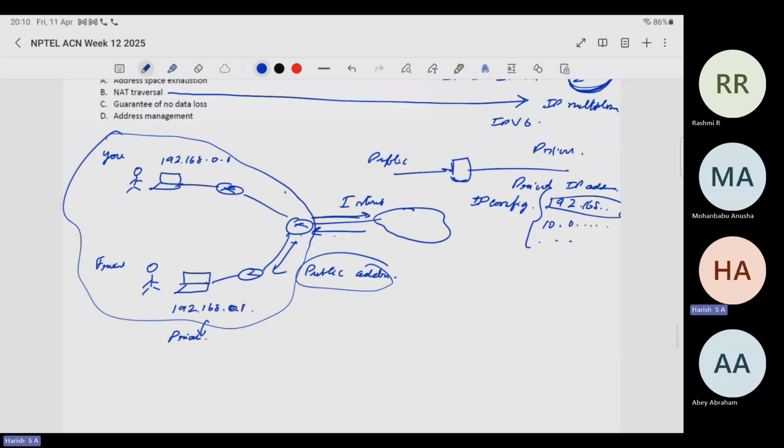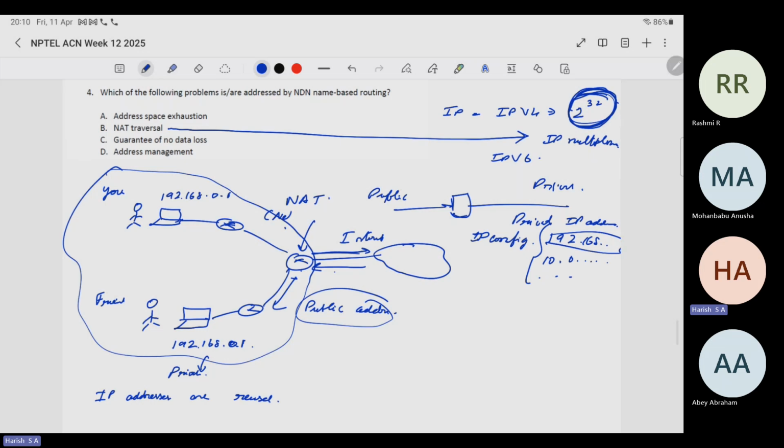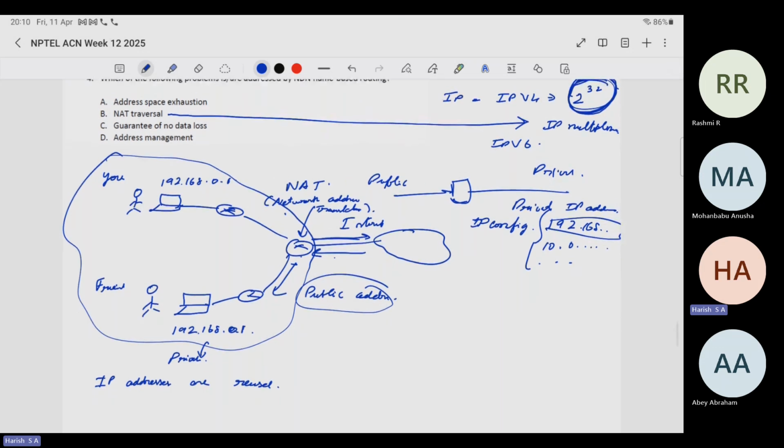So these are private IP addresses. So IP addresses are reused. How? Using something called network address translation. This is called NAT. This network address translation is happening because we don't have enough IP addresses.